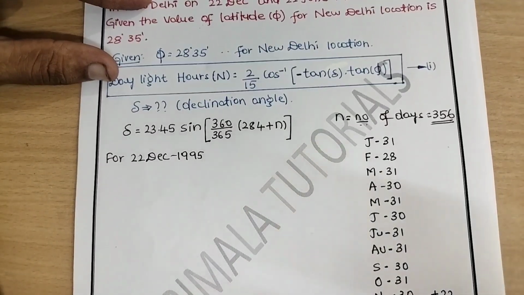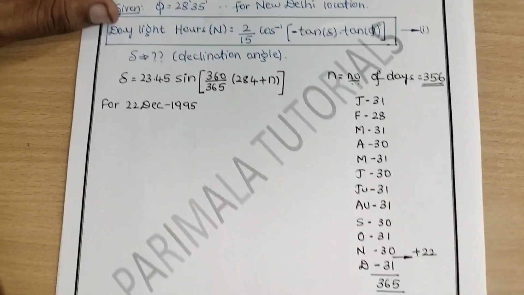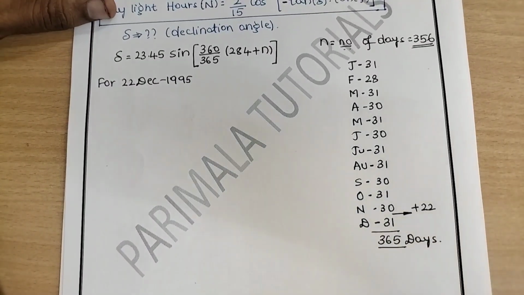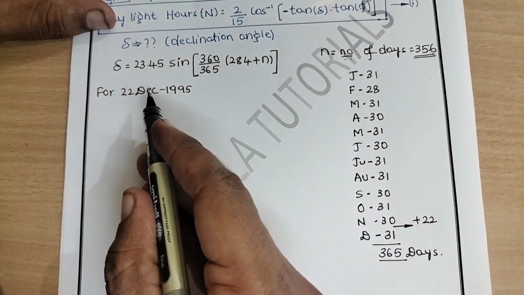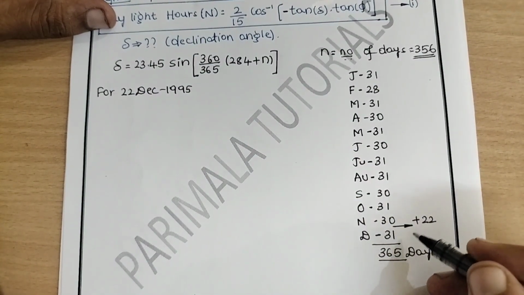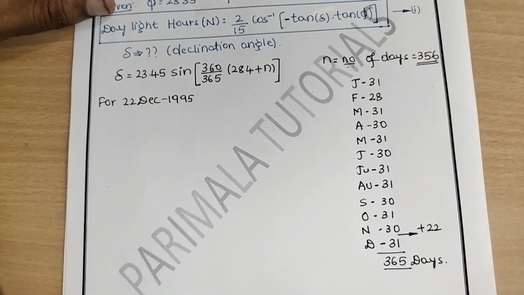Okay, is there any other method? Yes, we can do that one. The number of days we know it is 365 days in the year. But for this example, for December 22nd, it is just 9 days short of the year. So you can also calculate as 365 days minus 9, you will be getting it as 356 days.